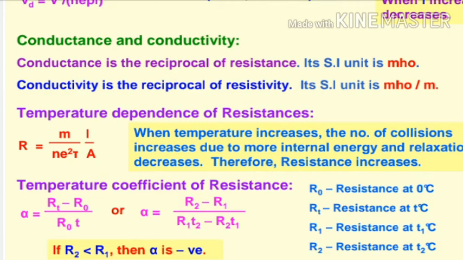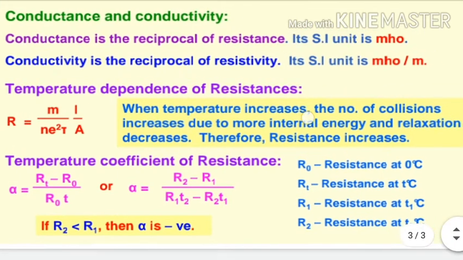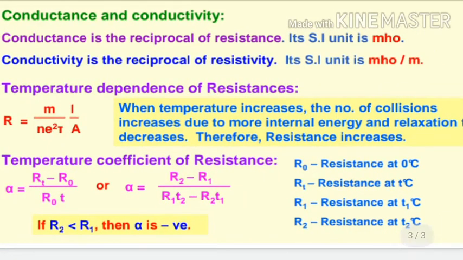And temperature dependence of resistance. We know that R equals m upon ne squared tau dot L by A. From here we know that when temperature increases, the number of collisions increases due to more internal energy and the relaxation time decreases, therefore resistance increases.